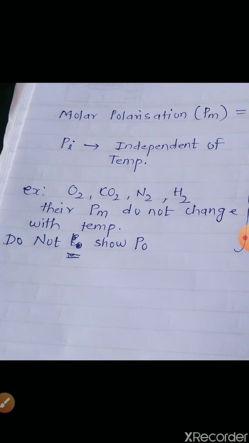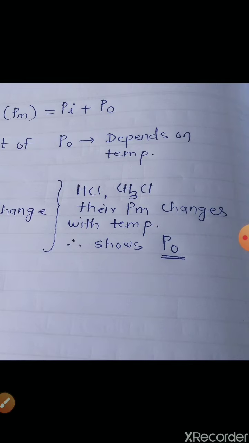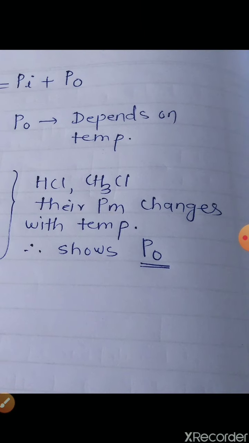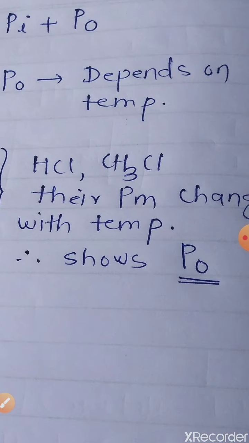That means it is independent of the temperature, and that's why they do not show orientation polarization. And in case of HCl, CH3Cl, meaning in case of dipoles, the molar polarization changes along with the temperature, and hence it will show orientation polarization as they possess permanent dipole moment, HCl, CH3Cl, as I have explained earlier.